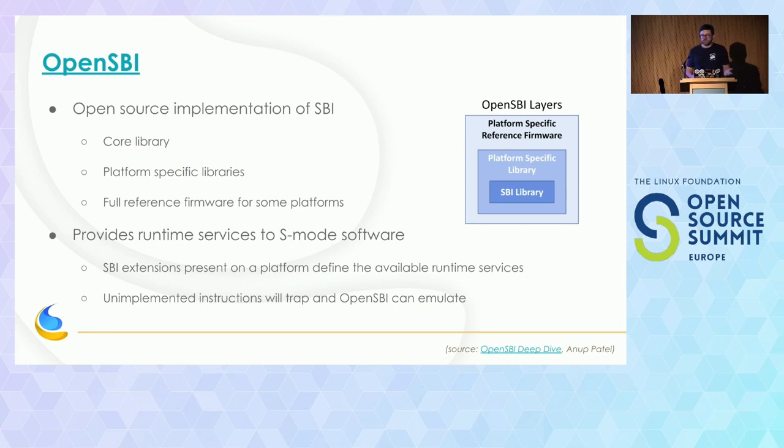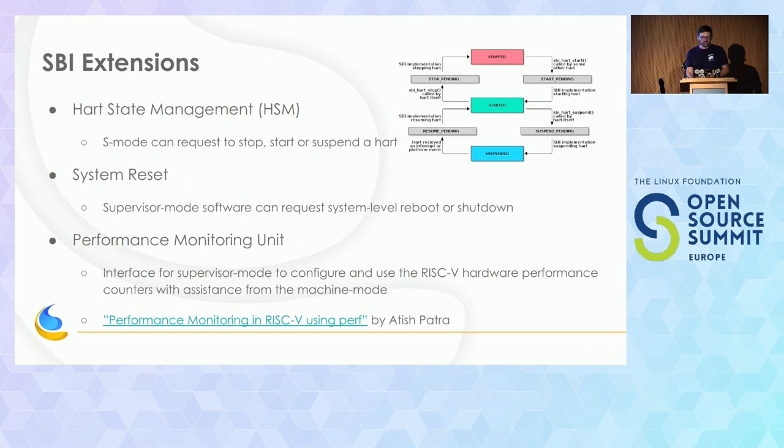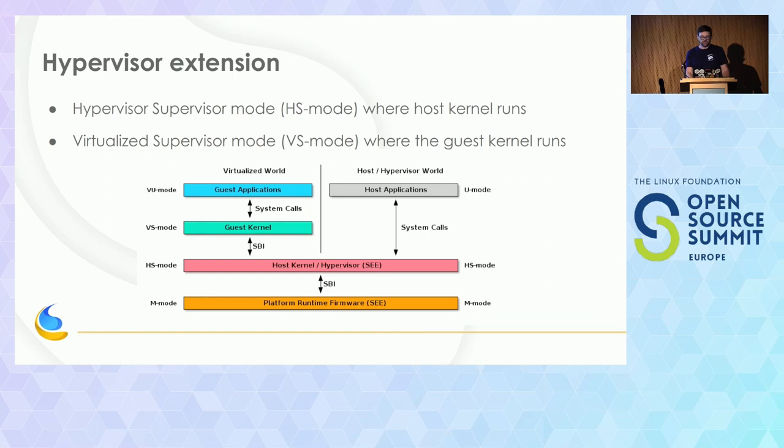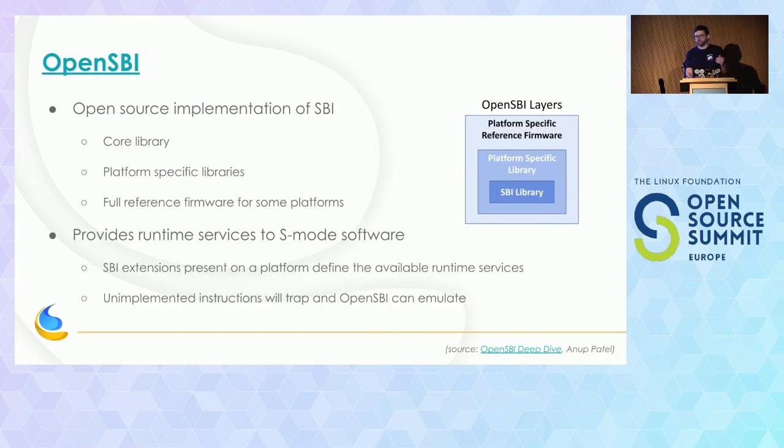So that's the specification. And then the common open source implementation is named OpenSBI. And this is kind of implemented in different layers. So there's a core library, and there's platform-specific libraries, and then there's even full reference firmwares that will run on certain dev boards. This, in addition to helping boot the system and put it into S mode, also provides those runtime services. So I was mentioning these different extensions here, and those are the services that OpenSBI is implementing. It determines basically what we can call from our OS kernel into the M mode firmware.